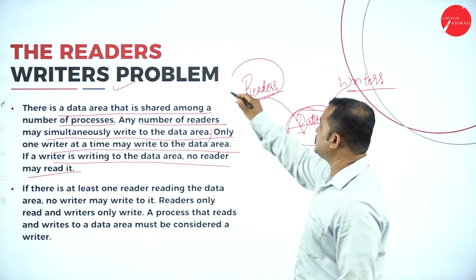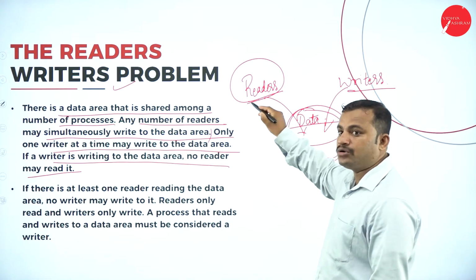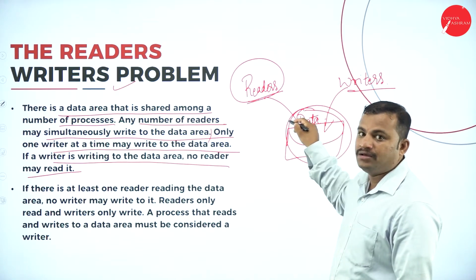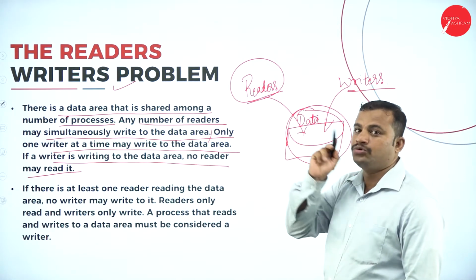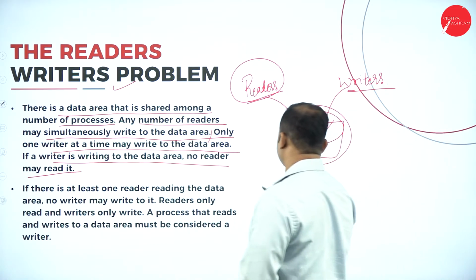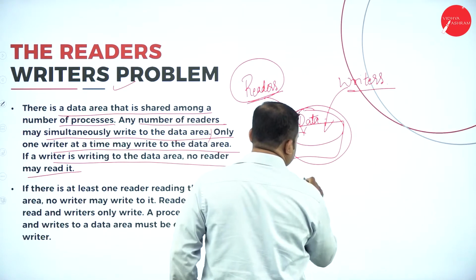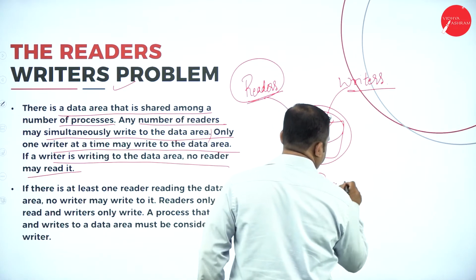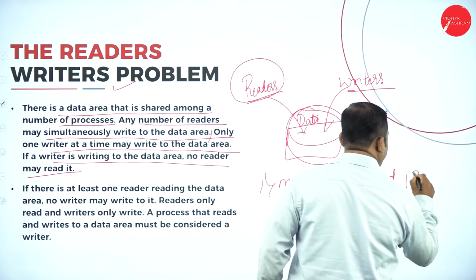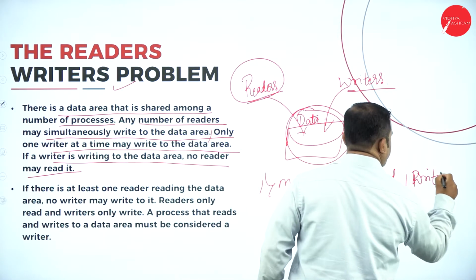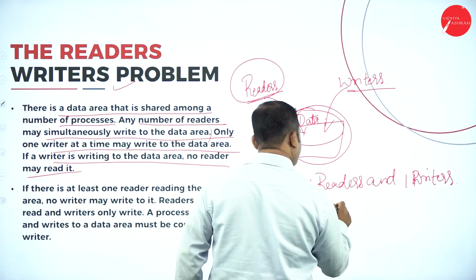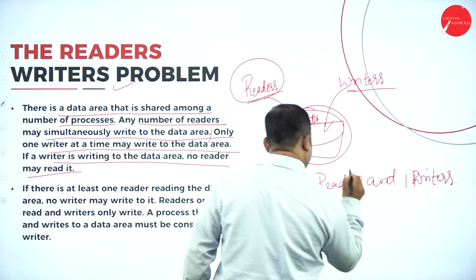We have the readers-writers problem. Readers are permitted to read the data simultaneously at the same time, while only one writer is allowed to write the data item at that time. That is one situation: many readers and one writer are allowed. That is one of the options.